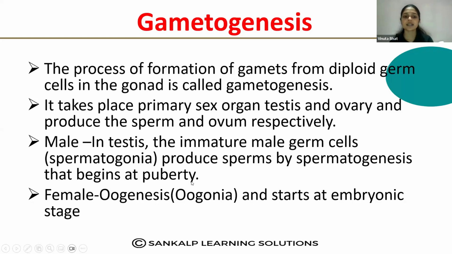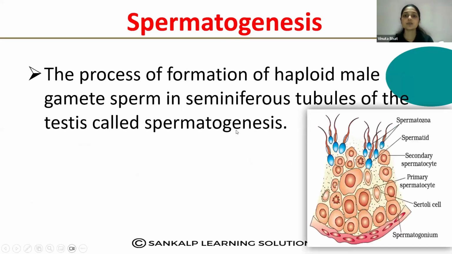That begins at puberty, and oogenesis starts at the embryonic stage. So let's study spermatogenesis and oogenesis in detail. Let's start with spermatogenesis. What is spermatogenesis? Spermatogenesis is the formation of the haploid male gamete, the sperm, in the seminiferous tubule of the testis.